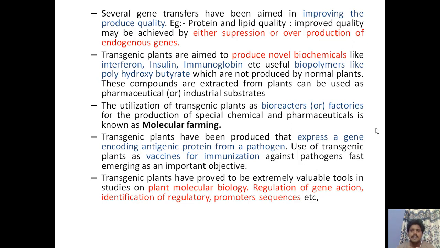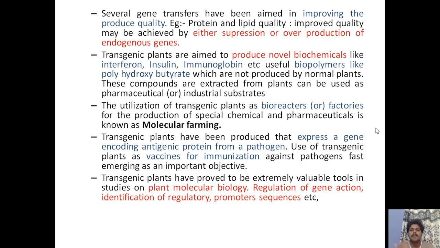Then transgenic plants have been produced that express a gene encoding an antigenic protein from a pathogen. These can be used as vaccines for immunization against pathogens, which has been fast emerging as an important objective. For your information, currently for COVID-19 also, they are using plants for development of vaccines, because when we test on plants and the plant dies, there is no loss. When we test directly on humans or animals, it is a little problematic. Hence, transgenic breeding has a lot of scope today. They are injecting different kinds of antibodies or antigenic proteins into tobacco plants and trying to find out the results. Let's see how successful they are going to be, and to what extent.